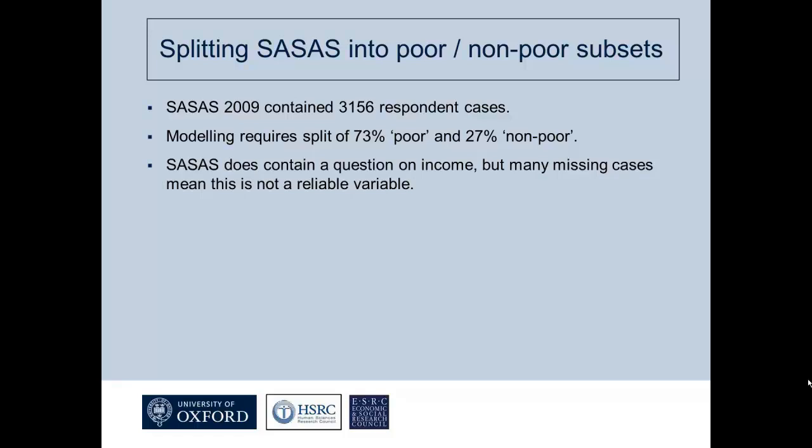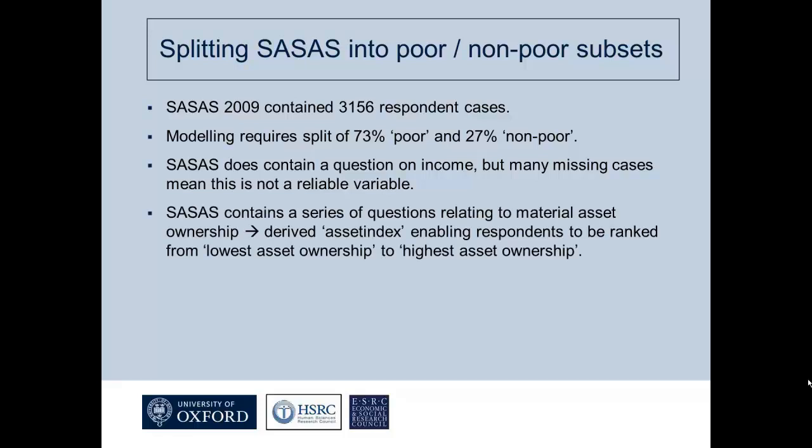Now, SASAS does contain a question on respondent and household income. However, there were many missing cases and many cases of not stated income, which together mean that this is not a reliable variable. Fortunately, however, SASAS also contains several questions relating to material asset ownership, and as I briefly mentioned in an earlier slide, as part of this project we derived an asset index score enabling each survey respondent to be ranked from the lowest asset ownership to the highest asset ownership.